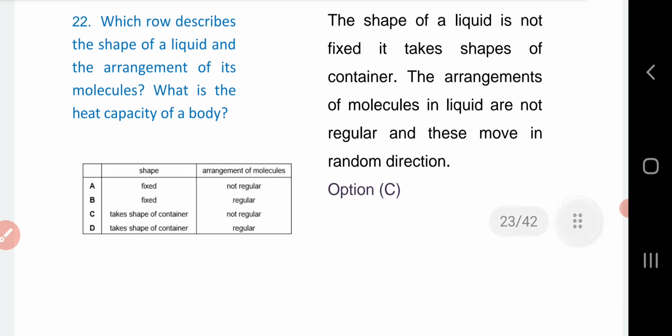Question number 22. Which row describes the shape of a liquid and the arrangement of its molecules? The answer is, the shape of a liquid is not fixed. It takes the shape of the container. The arrangement of molecules in a liquid is not regular and they move in random directions. So the answer is option C.